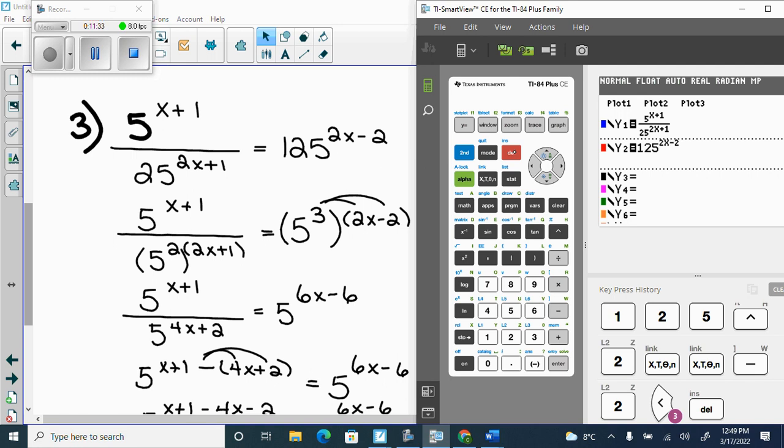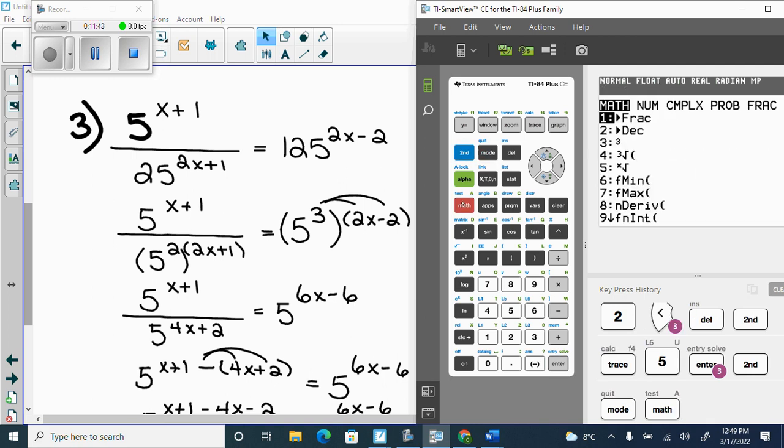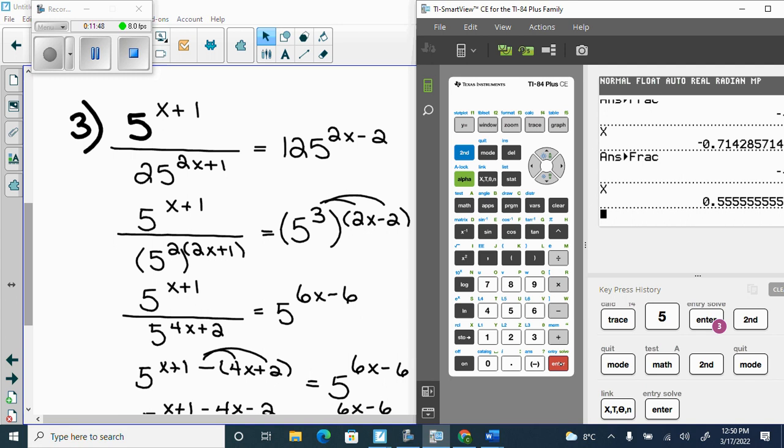Then I'm going to go second, trace, intersect. I want to find out where they intersect, the x value. Enter, enter, enter. And I get this 0.5 repeated. Math, X, enter. Math, enter, enter.